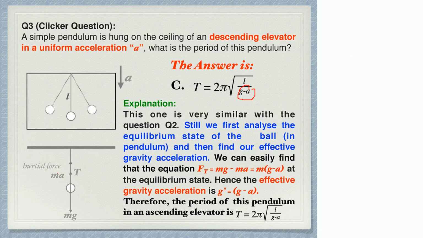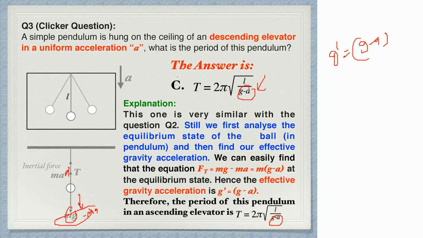Ft will be equal to mg minus ma. This will be the effective. So g dash will be g minus a because it is coming down. So in the place of g, we put g minus a. So the period of the pendulum in a descending elevator will be T equal to 2 pi under root L by (g minus a).